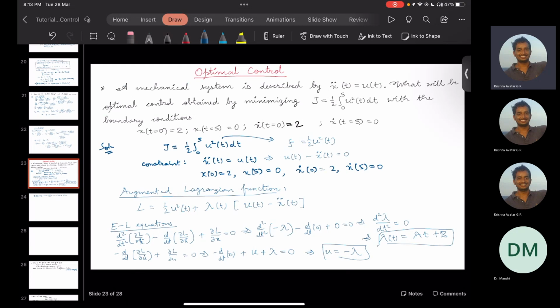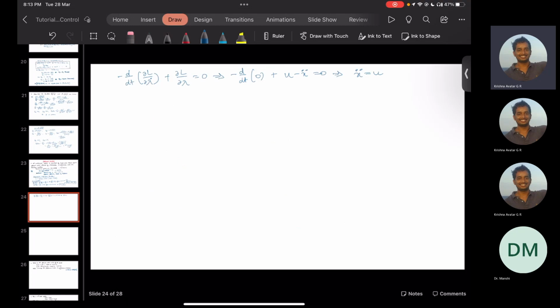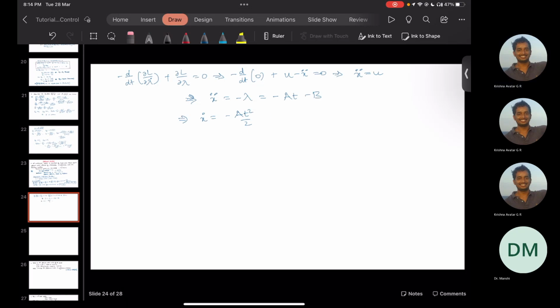Now we see very clearly that u is equal to minus lambda, isn't it? So this implies that x double dot is equal to minus lambda, which is nothing but minus of a t plus b. Upon integrating x double dot twice, let's do it sequentially. Integrating the first time, x dot is equal to minus a t squared by 2 minus b t plus c, and x is equal to minus a t cubed by 6 minus b t squared by 2 plus c t plus d.